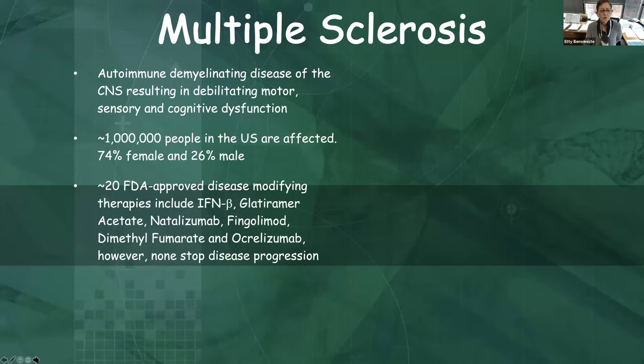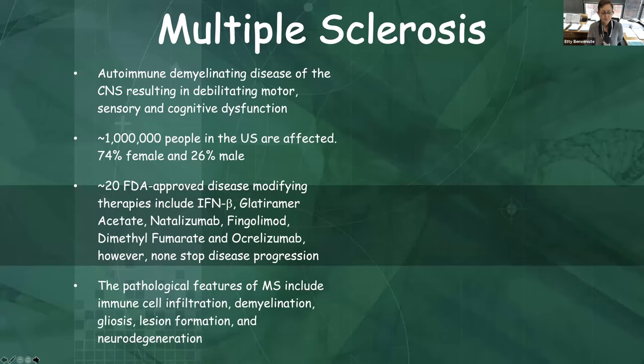So multiple sclerosis is a true autoimmune disease, a demyelinating disease of the central nervous system that results in motor, sensory, as well as cognitive dysfunction. There's approximately 1 million people in the United States with MS, and like other autoimmune diseases, predominantly in females. Now, the good thing, if you're an MS patient, there's actually over 20 FDA-approved disease-modifying therapies, most of which interfere with aspects of the immune response. However, none stop disease progression.